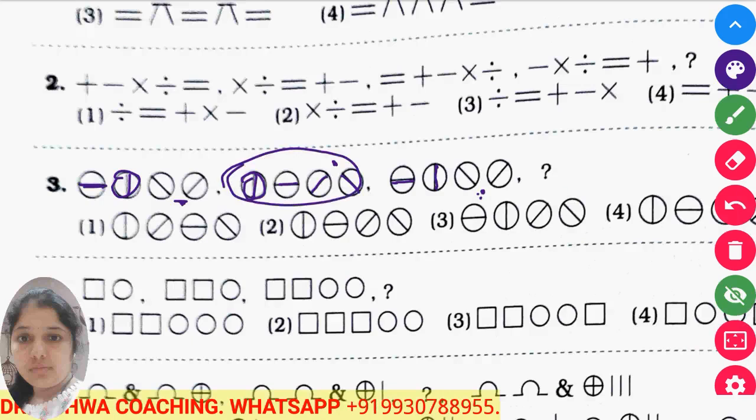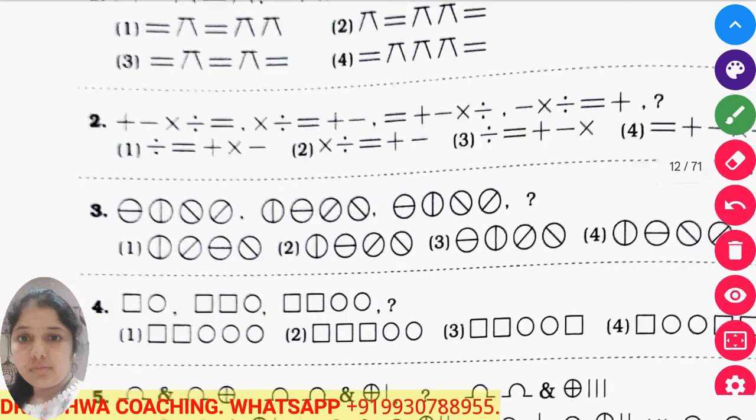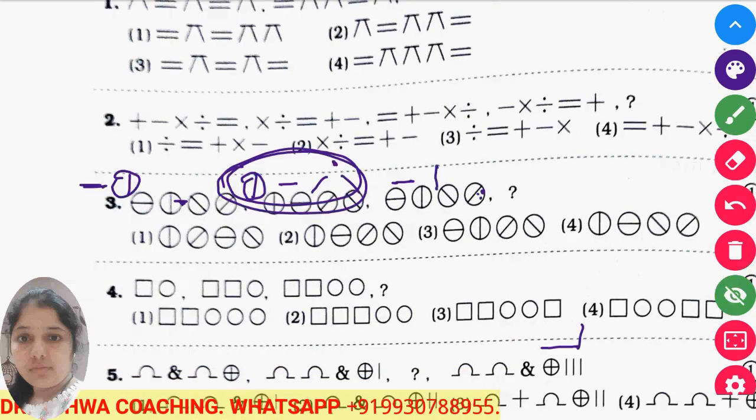Whatever pattern is there at the second position in the series, the same pattern will be there for the fourth one. So which option is correct? You can check which option shows the second pattern. So standing line, sleeping line, standing line, sleeping line meet each other at the upper pole. So option number 2 is the correct option.